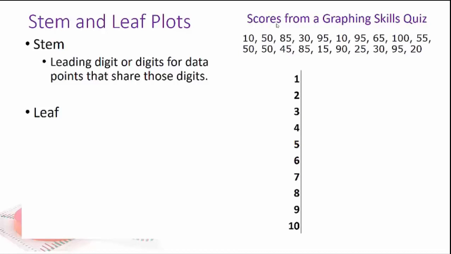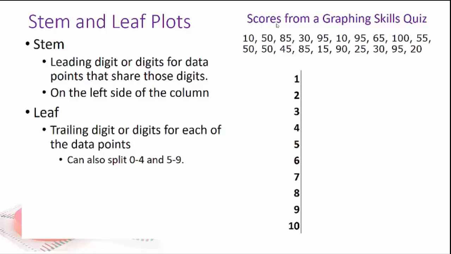The leaves are just the ones, and by the way, these go on the left side of the column. The leaves are just the trailing digit or digits because if I'm dealing with bigger numbers, I can have more than one place value there. And they're for each of the data points. Now, if I didn't have such a wide spread already, I could actually split these up, like from 0 to 4 and 5 to 9. But I didn't. I just left them as they were.